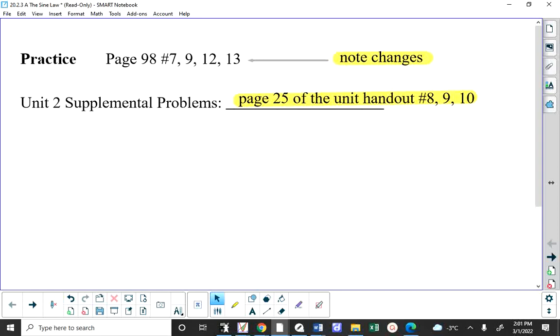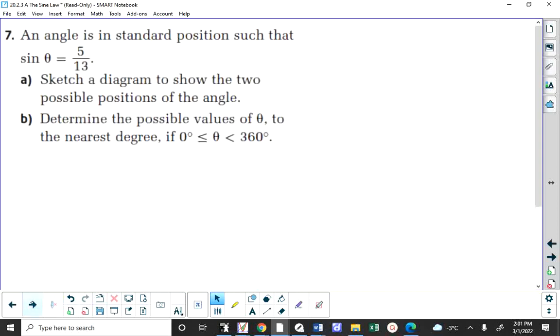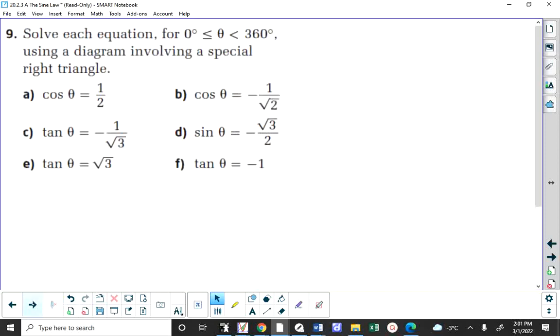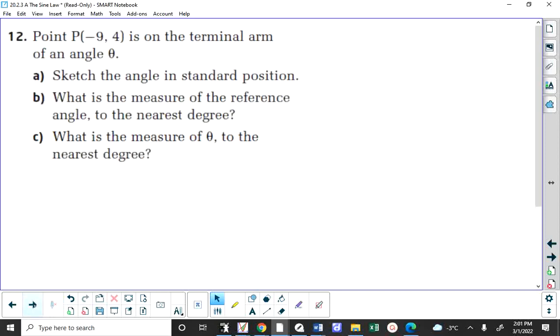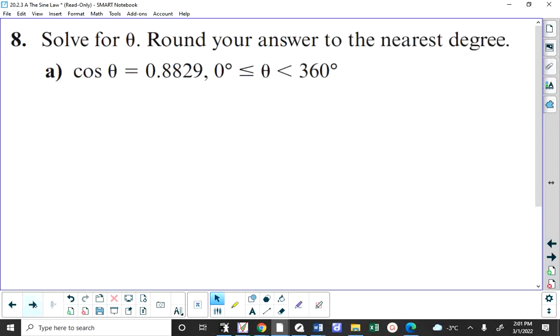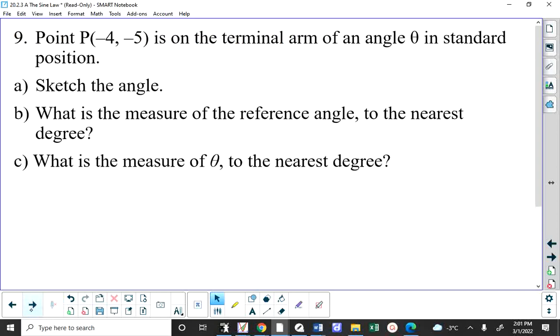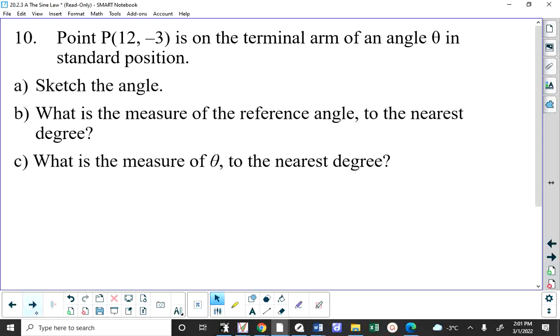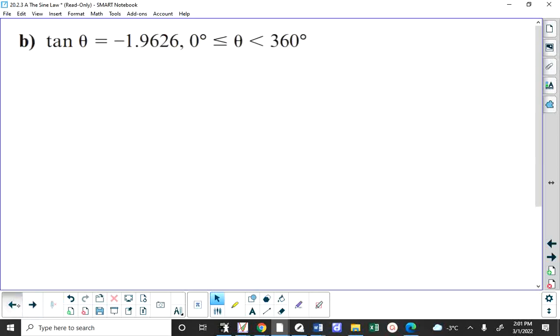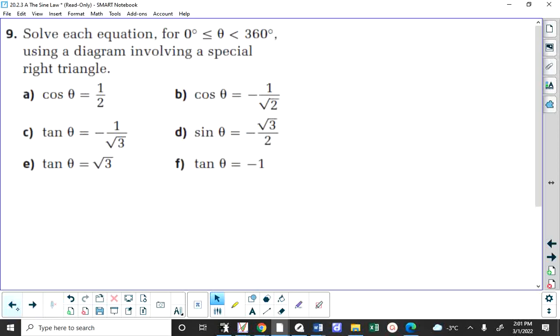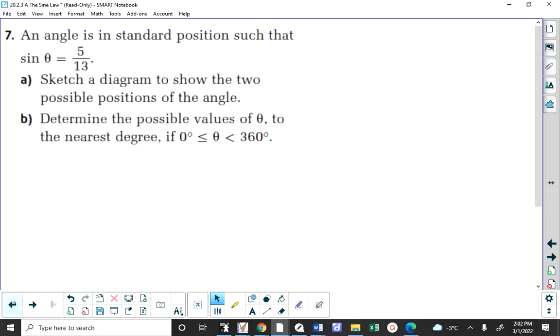In the meantime, what we did on Thursday was we were solving trigonometric equations. So it doesn't matter whether you're looking in your textbook at question 7 or 8 or 9 or 13, or whether you go to the additional problems on page 25 of your handout, they all boil down to the same thing. In all of these questions, you were told the value of a trigonometric ratio. For example, let's take number 7 and just remind ourselves how you find the angles.